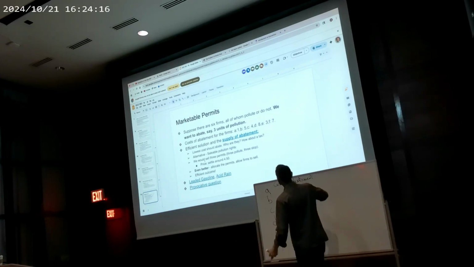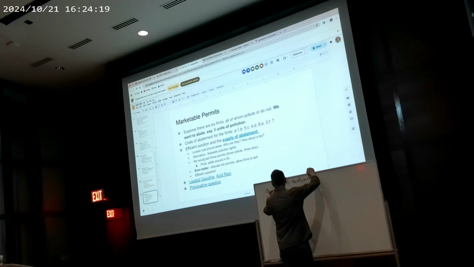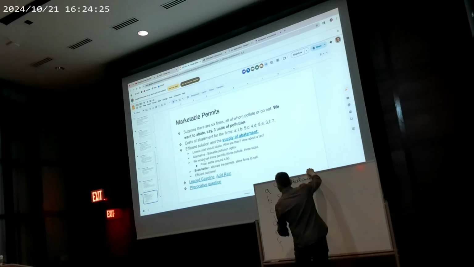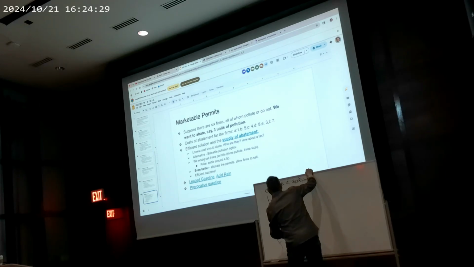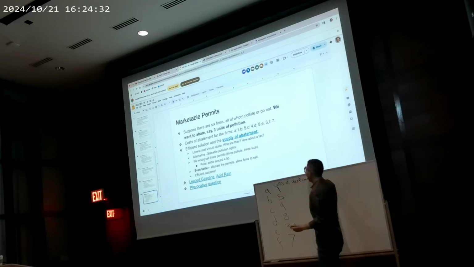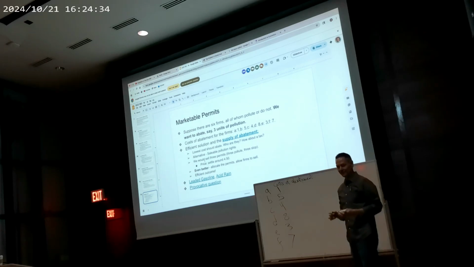Some are newer maybe. And the costs I have here are A is 1, B is 5, C is 4, D is 8, E is 3, and F is 7, right? So those are the costs here.